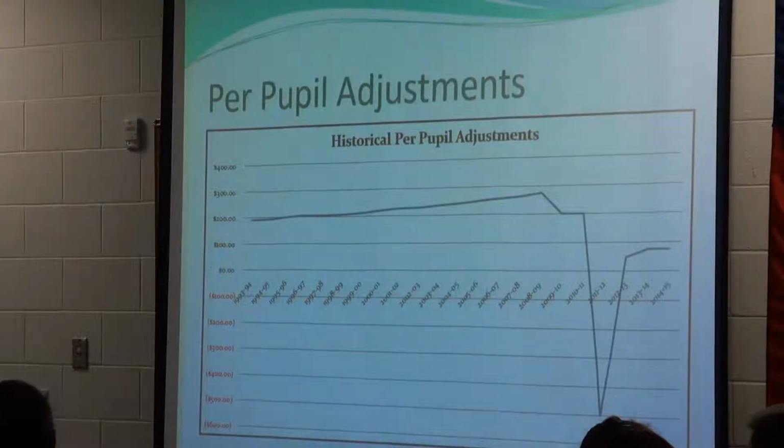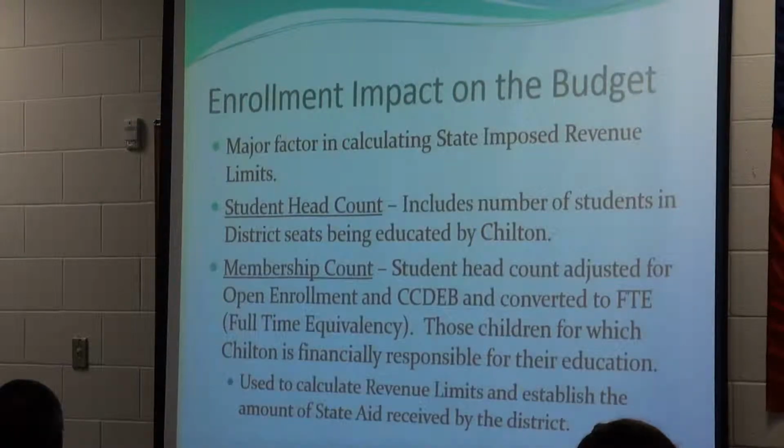This graph is just a visual of the per pupil adjustments since the inception of revenue limits. Enrollment plays a key part in our revenue limit computation. We utilize a student head count, and that is the number of students within our district, within our seats, being educated by Chilton. We utilize that information and we make adjustments for open enrollment.